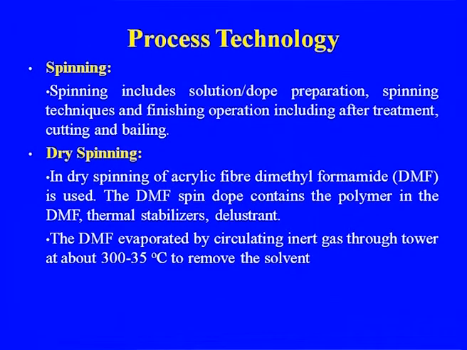In dry spinning of acrylic fiber, dimethyl formamide is used, as I told you earlier also. The DMF spin dope contains the polymer in the DMF, thermostabilizer and delustrant. The DMF is evaporated by circulating inert gas through the tower at about 30 to 35 degrees centigrade.